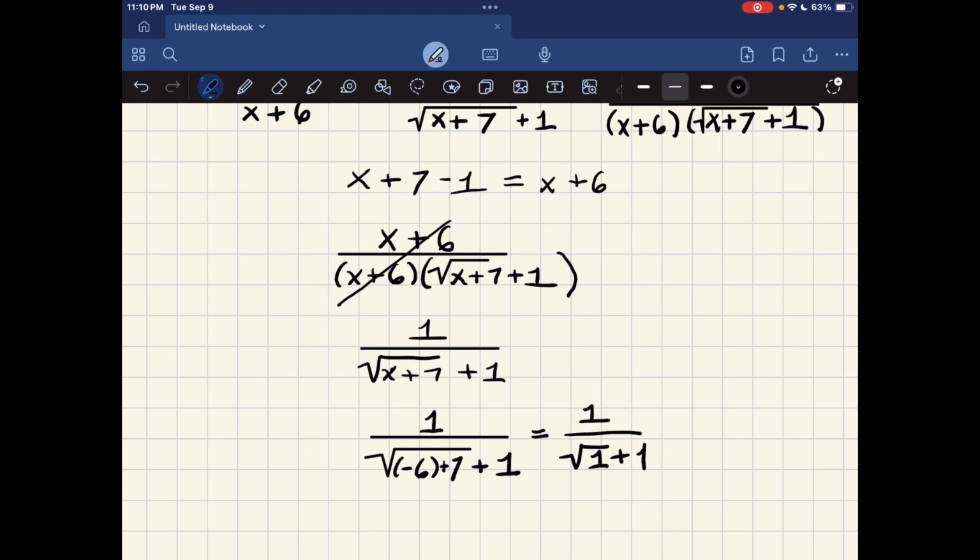So it's going to be 1 over 1 plus 1. The numerator is 1, and then 1 plus 1 is 2. And that's how we got our answer. So this is how we evaluate the limit.